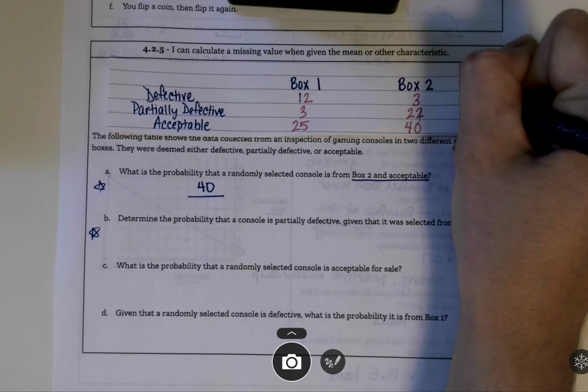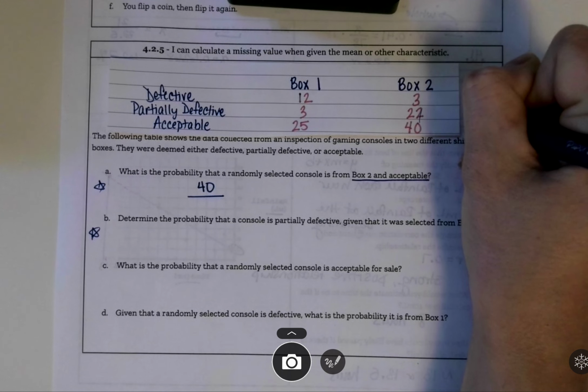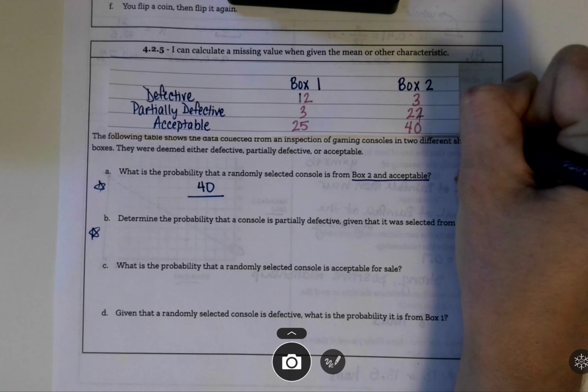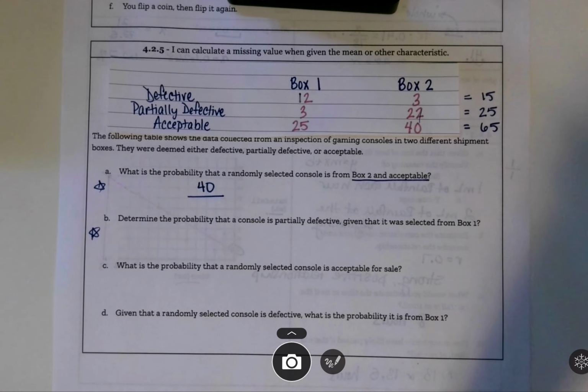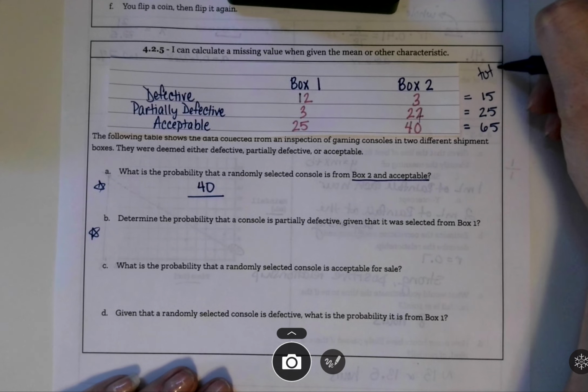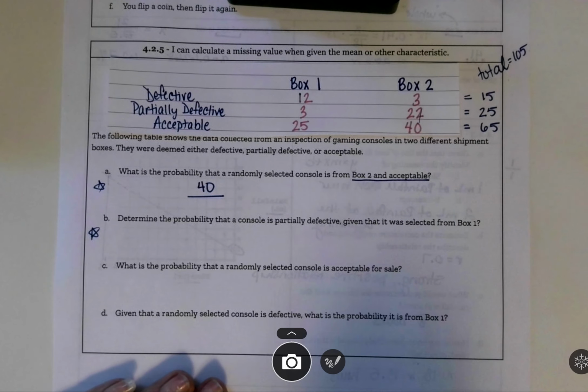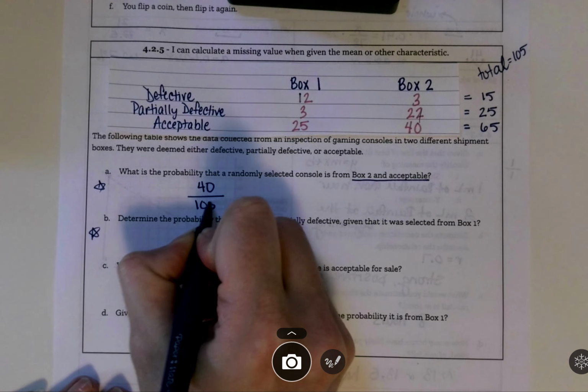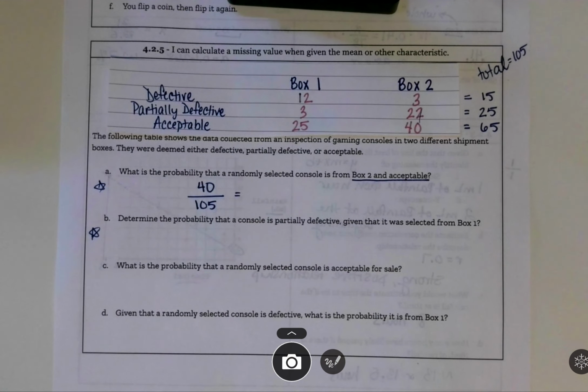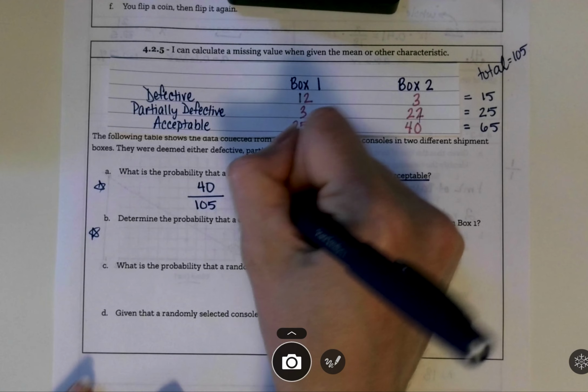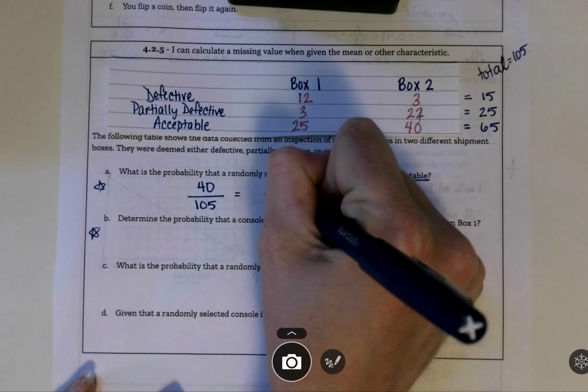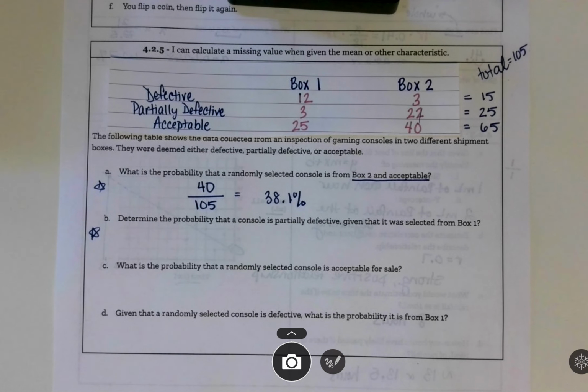So here in this row would be 15, 25, and 65. And then if I add those up, what is that, 105? So I know that my total altogether is 105. So that means I'm going to have 40 out of 105. And then when I do that in my calculator, let's just double check here. I have about 38, like 0.1% if I round that up.